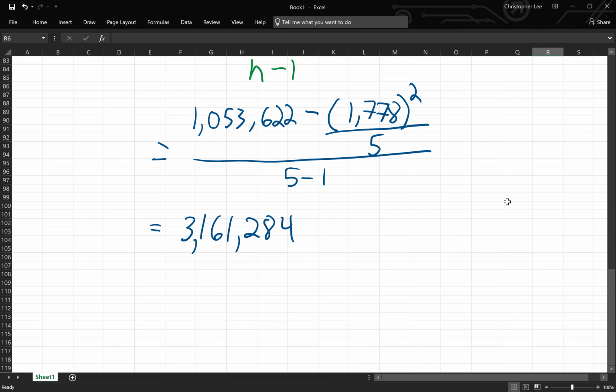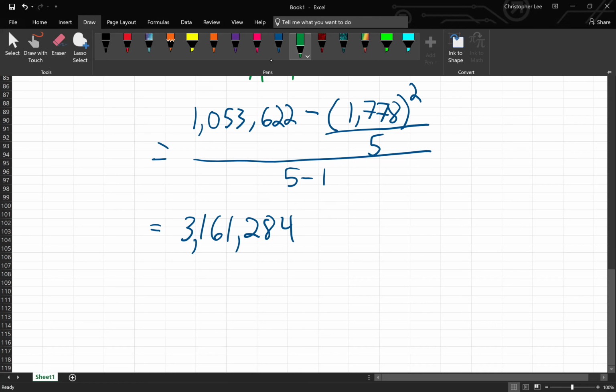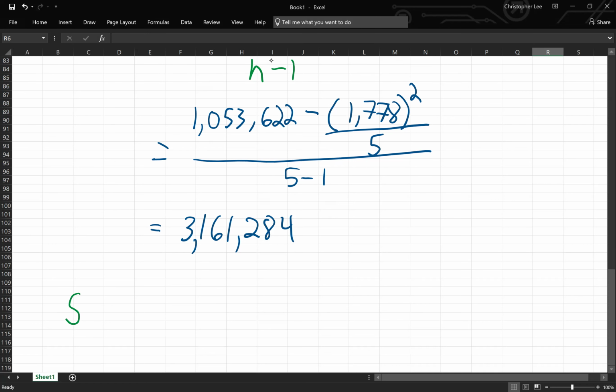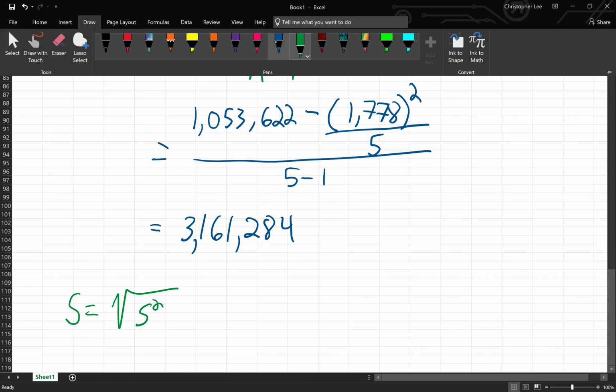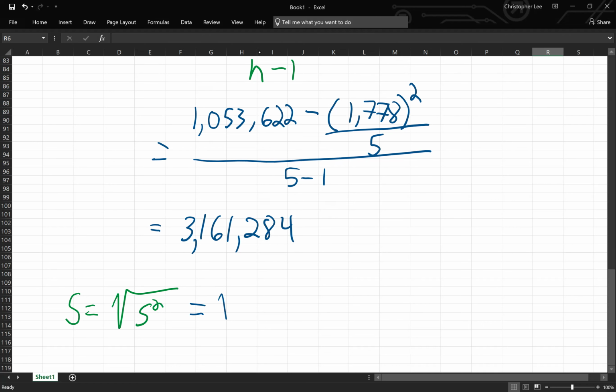So now what I want is the standard deviation, S. And how do I get that? I have to square root the variance. Right? So in my case here, I'm going to square root the 3,161,284. What do I get?